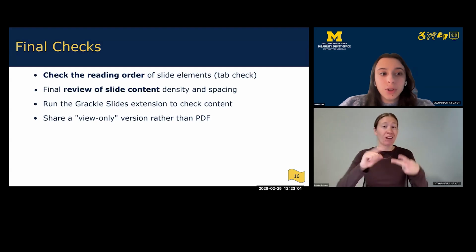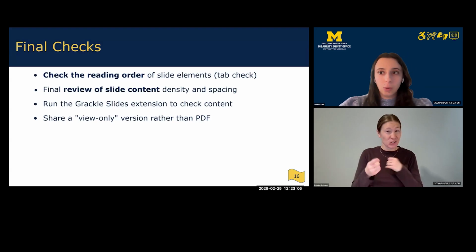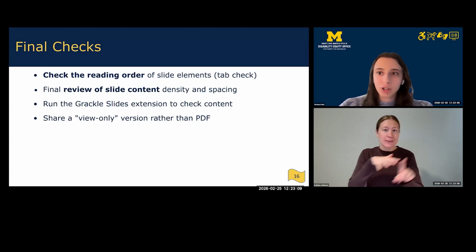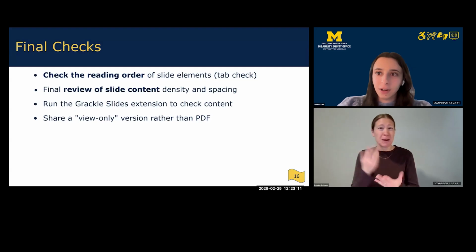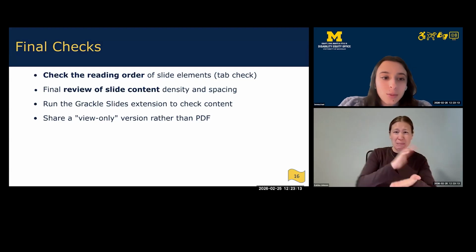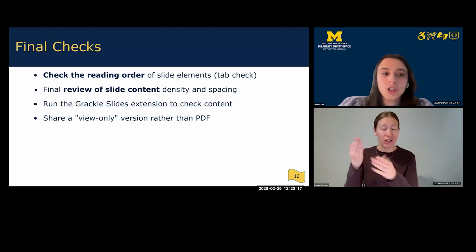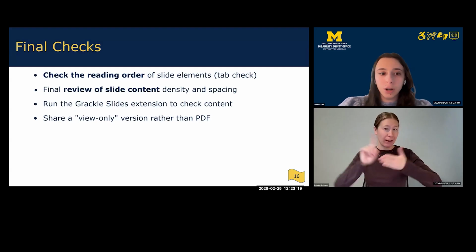You also want to review all of your slide content for density and spacing. So, did I leave enough margin space at the bottom? Do I have too much content on one slide? That kind of thing. We suggest running an accessibility checker like Grackle Slides to check over your content before sharing or distributing it.